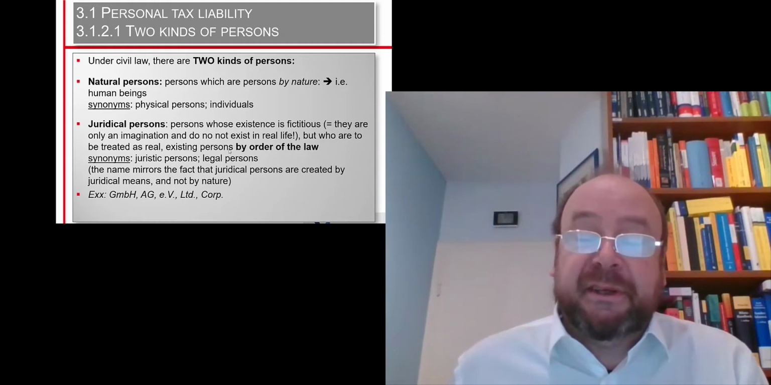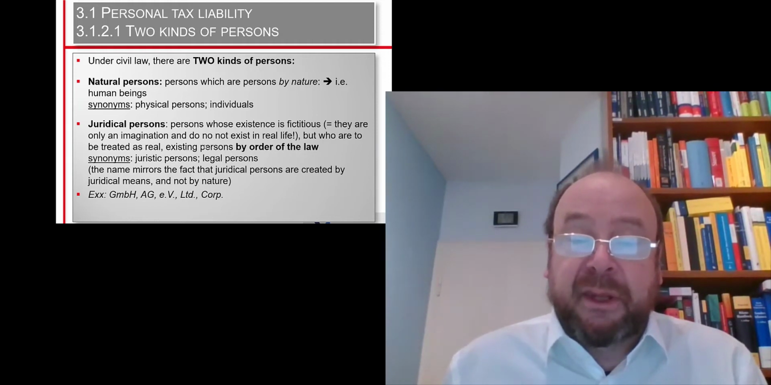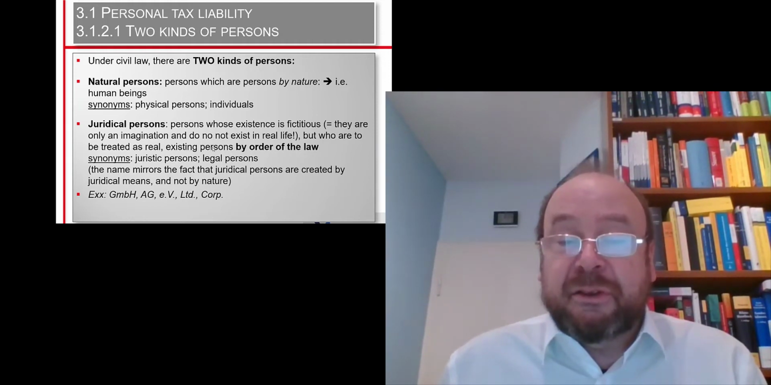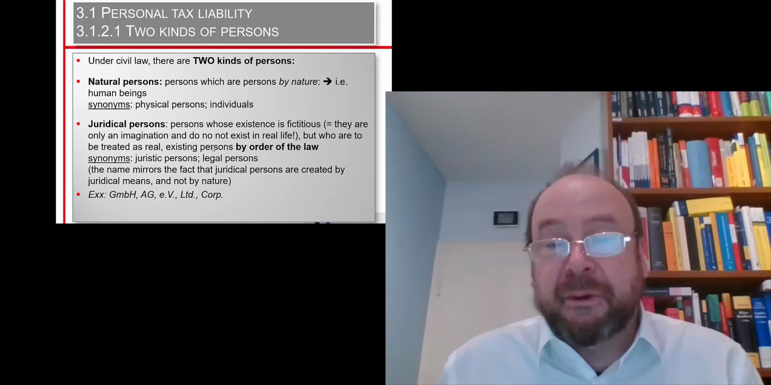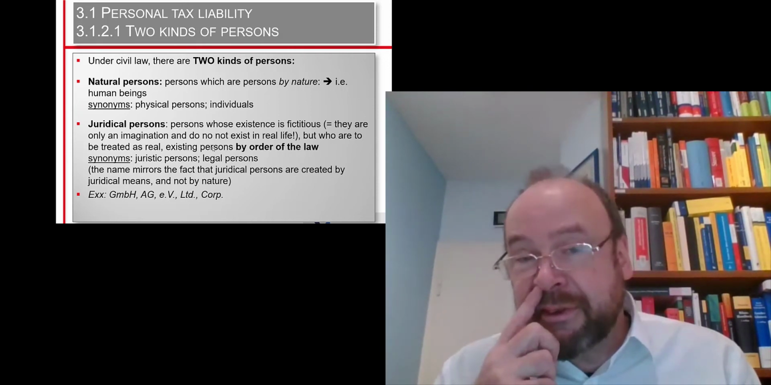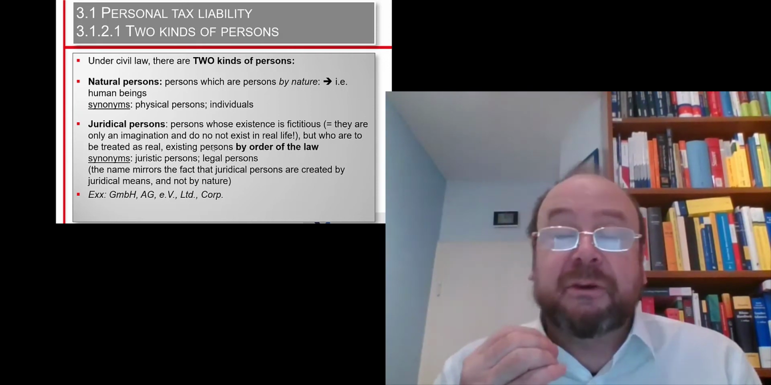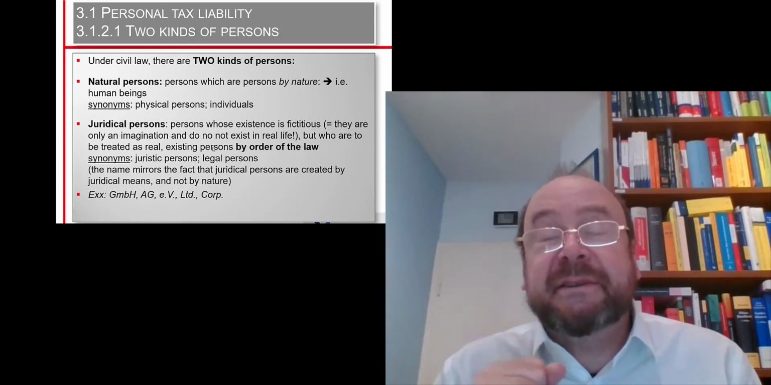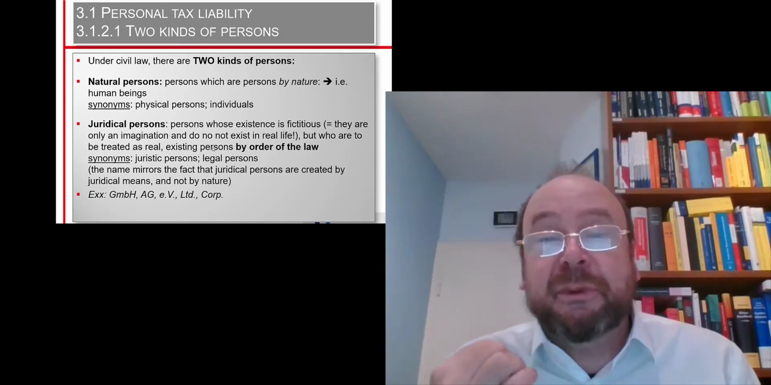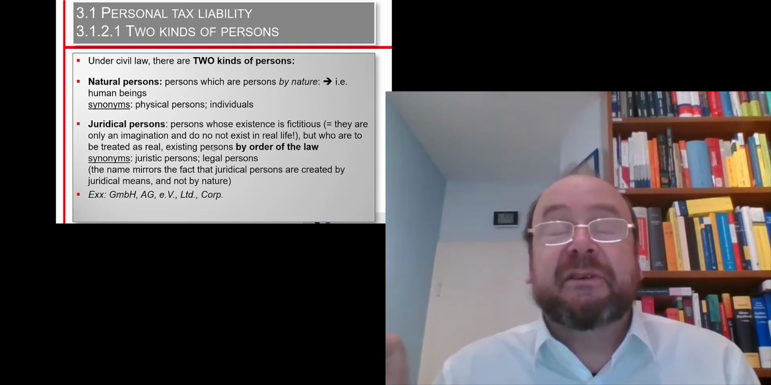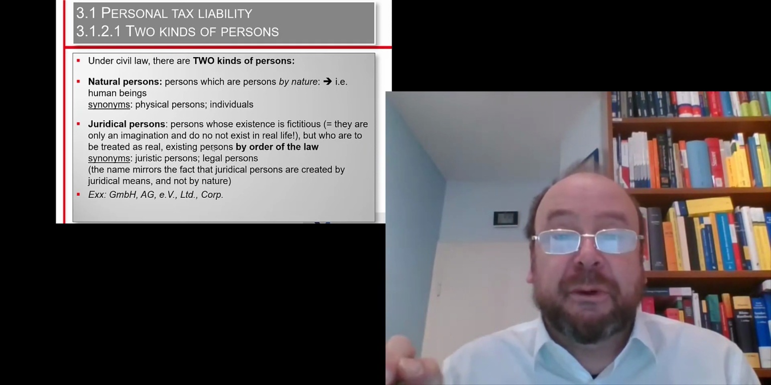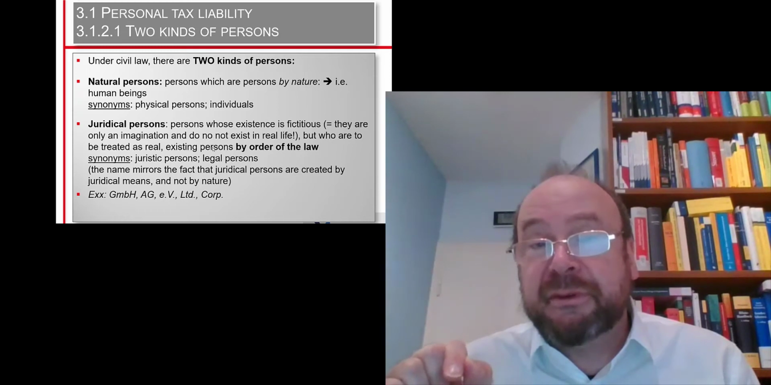Now one thing is clear, that these juridical persons, or judicial persons, or juristic persons, or legal persons, however you call them, only exist by order of law. That makes it necessary that there are laws which say this institution is to be treated as if it were a living person.